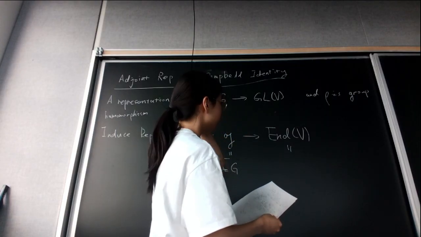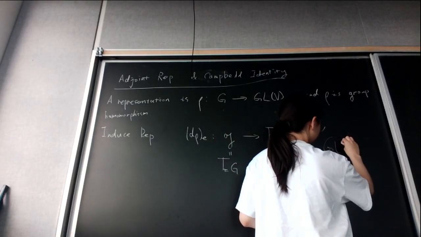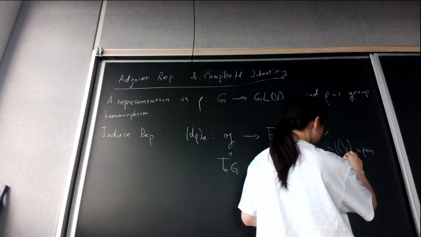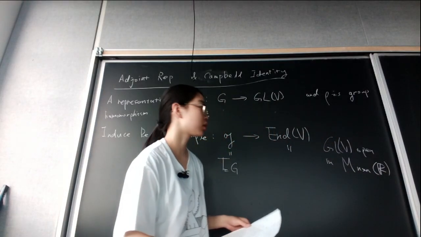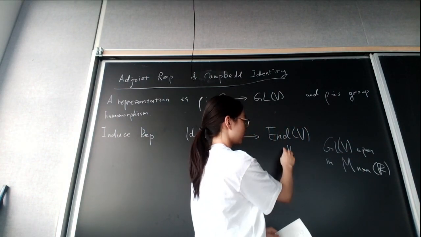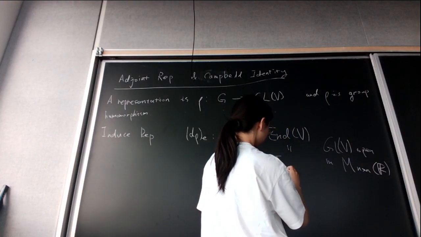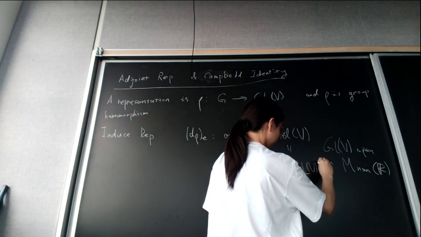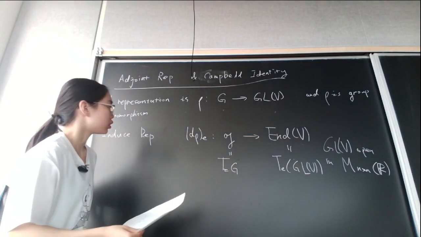And here notice that GL(V) is open in the set of n by n matrices. And so the tangent space is basically endomorphisms in V, which is the same as the tangent space at identity of GL(V).